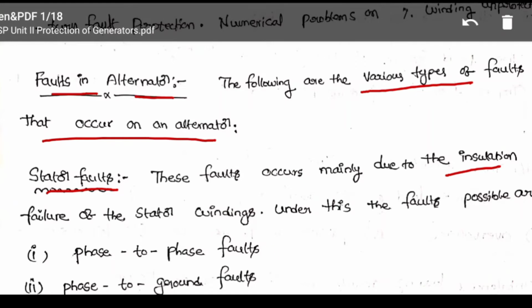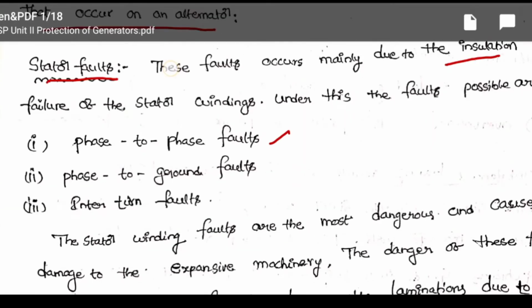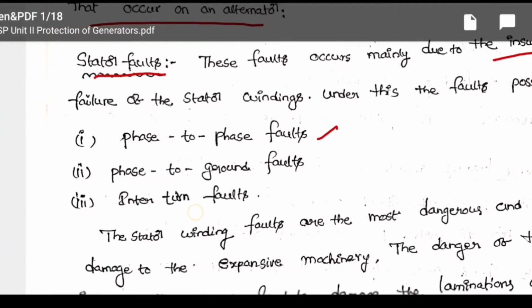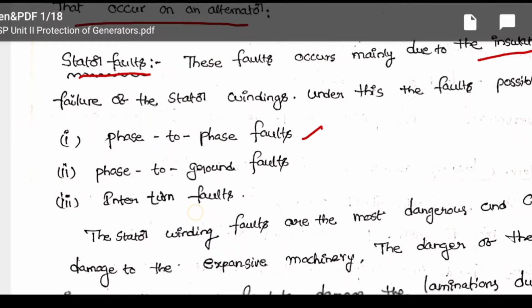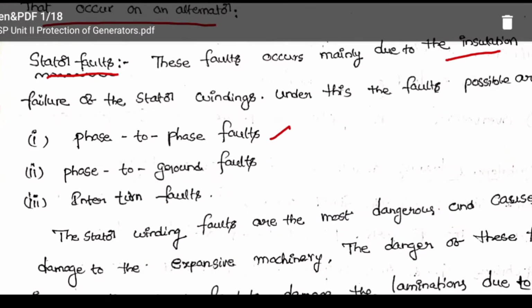In the stator, what are the parts? Stator winding and insulation. If the winding insulation fails, short circuit faults occur, that is phase to phase fault between the R, Y, B phases. A phase to ground fault can occur, and interturn faults occur between the same coil. These are the types of faults: phase to ground and interturn faults. In the case of a transmission line, there are also line to line faults and line to ground faults. In the case of a synchronous generator, the stator faults are phase to ground and interturn faults. These are the various faults that occur in the stator.